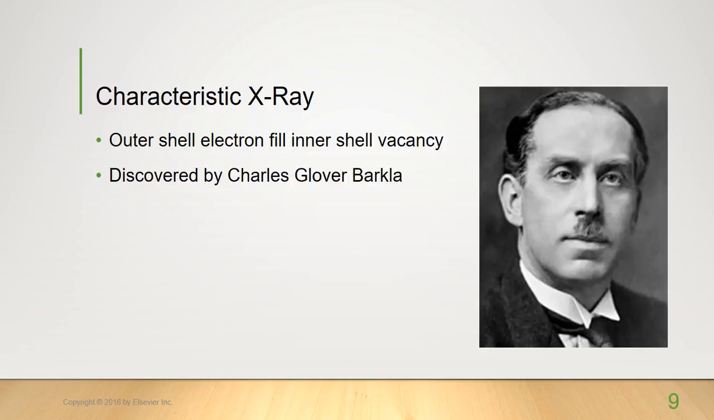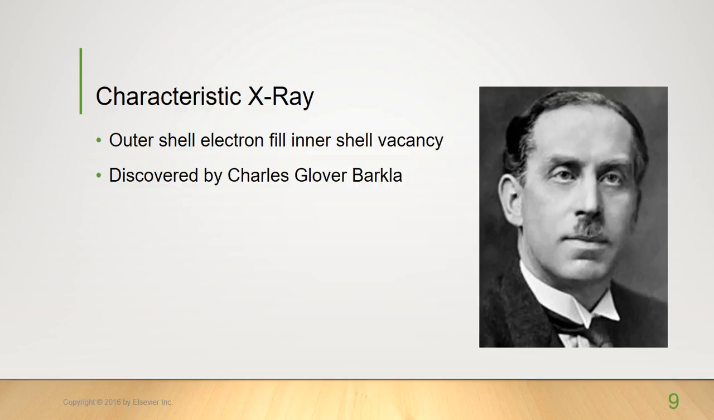So, you know me, I'm going to throw in a picture. Characteristic X-rays are emitted when outer shell electrons fill a vacancy in the inner shell of an atom, releasing X-rays in a pattern that is characteristic to each element. So, that's why it's called characteristic. Characteristic X-rays were actually discovered by Charles Glover Barkla in 1909. He later won a Nobel Prize in Physics for the discovery.